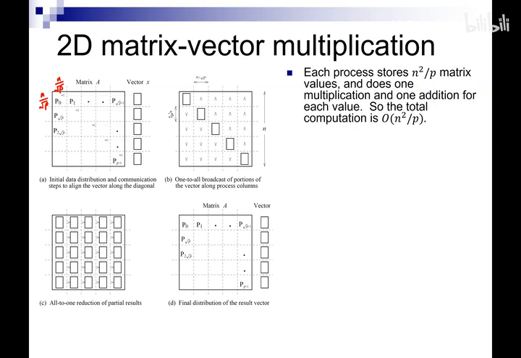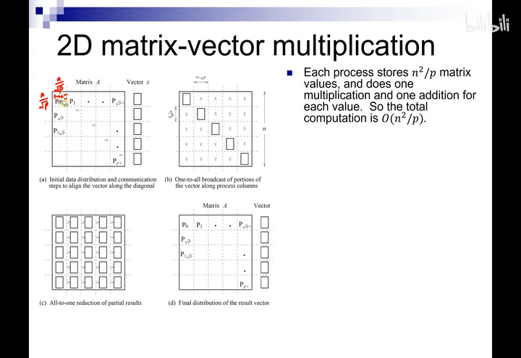Now, that's going to consist of parts of multiple rows of A, right? And then for each of the values that it stores, it's going to multiply it by part of the vector. So therefore, the total number of computations: for each of the values that it stores, it's going to perform one or two arithmetic operations on that value.